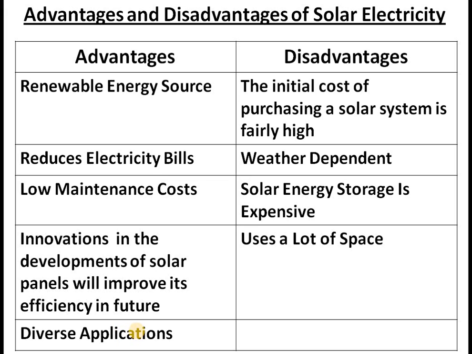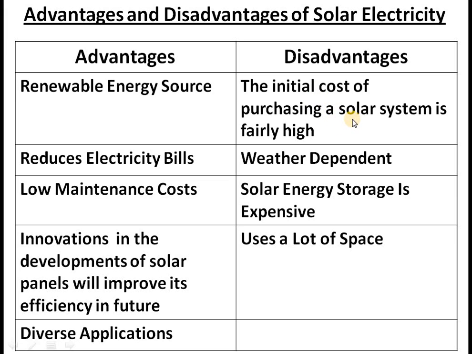There are solar-powered vehicles nowadays. Even space vehicles are using solar power, and at the same time you can even run a small calculator using solar power. So that is the meaning of diverse. With all these advantages, we have some disadvantages also.